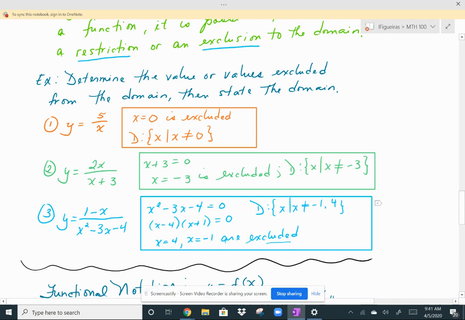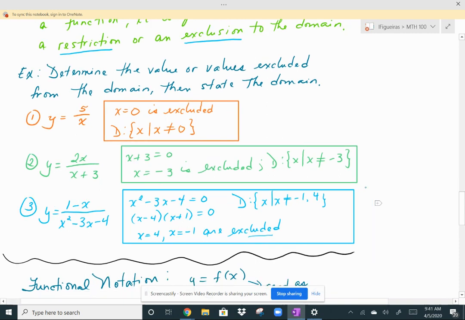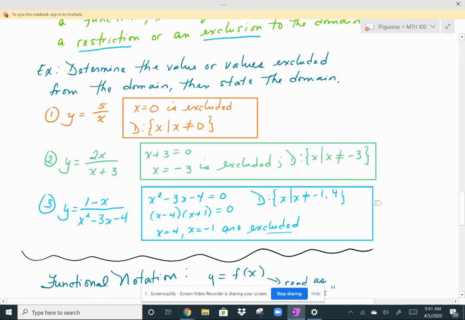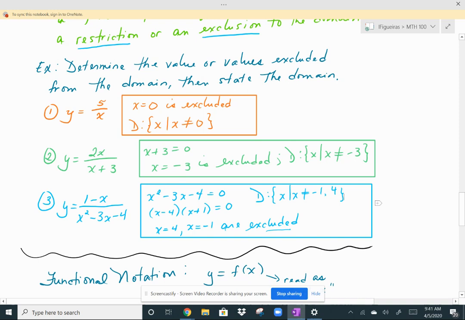Okay, but when you state the domain, you want to say that the domain is the set of all x such that x is not equal to negative 1 and positive 4. So when you're doing the homework, make sure you're answering the appropriate question. Sometimes you're just being asked what values are excluded from the domain. Sometimes you're just being asked, state what the domain is. And in other cases, they might be asking for both answers, both the exclusion and what the domain is.